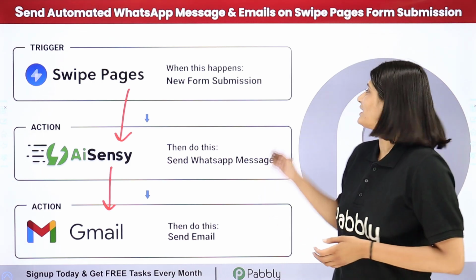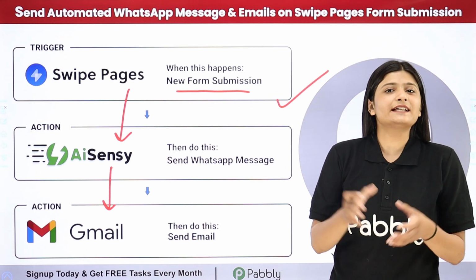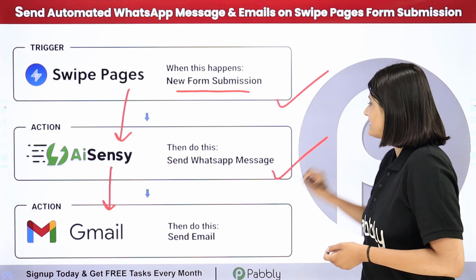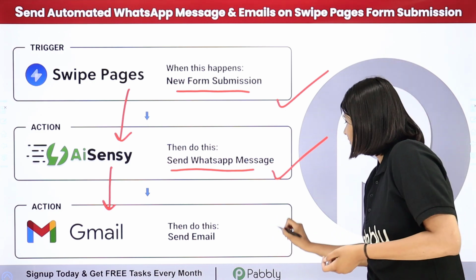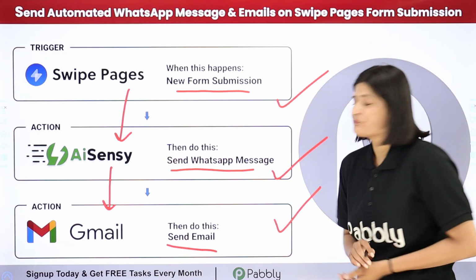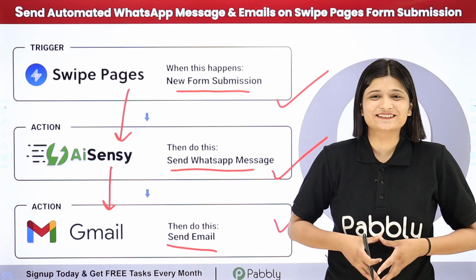Here as my trigger application, I will take Swipe Pages from where I will receive new form submission, and then in my action application I will take AI Sensei with the help of which I will send WhatsApp message, and then I will take Gmail with the help of which I am going to send emails. If you want to learn this amazing automation step by step, let me take you all to my screen.